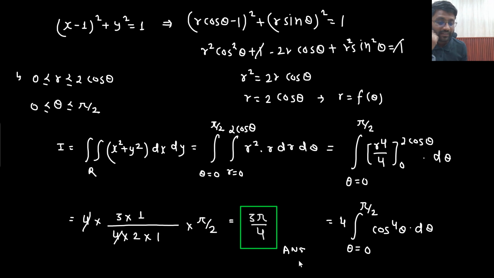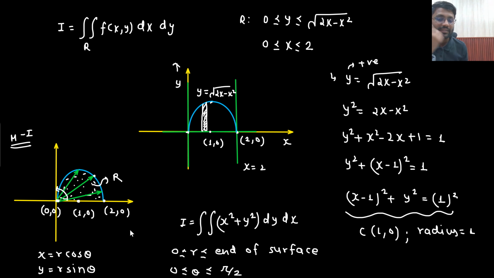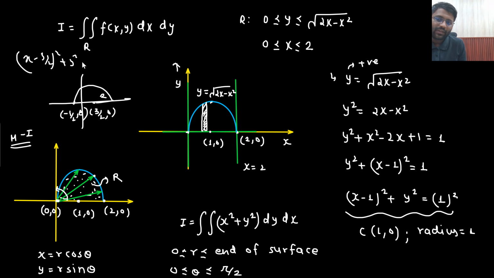But it might happen that this kind of surface is not known to you, an unknown surface is there. What if the surface was somewhat like this, with center at 3 by 2 comma 0 and radius of 2. So with radius of 2, this point will become minus 1 by 2 comma 0. Now what will be the equation? x minus 3 by 2 whole square plus y square equals 4.